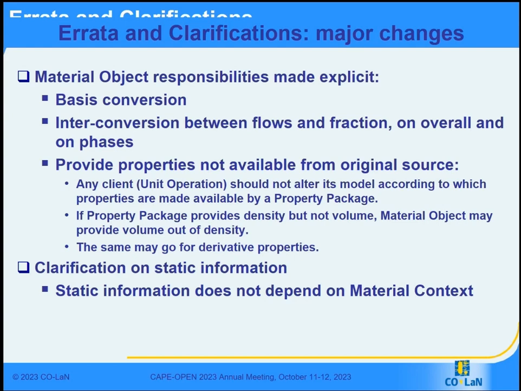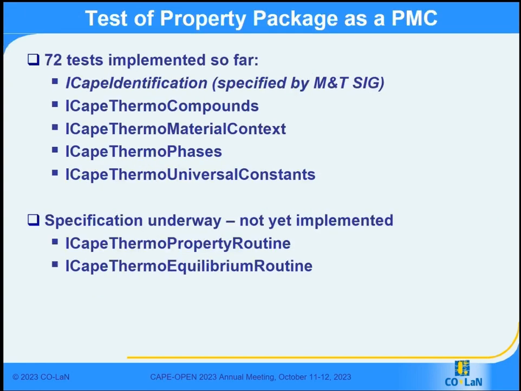Furthermore, we have made a clear distinction between static and dynamic information that is kept on the material object, because surely there are some data that are context dependent, and they have to be refreshed each time the context changes. And there are others, like phase labels, for example, that are static for the connected property package, as long as the configuration of the property package does not change. All this has allowed us to define in total 72 consistency tests.